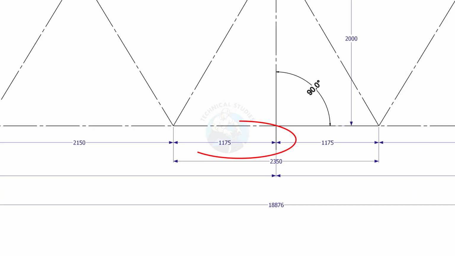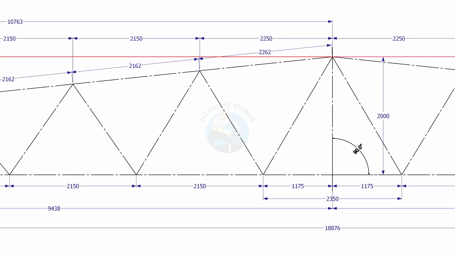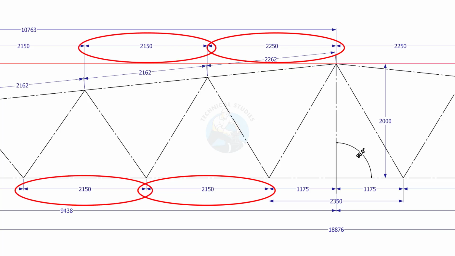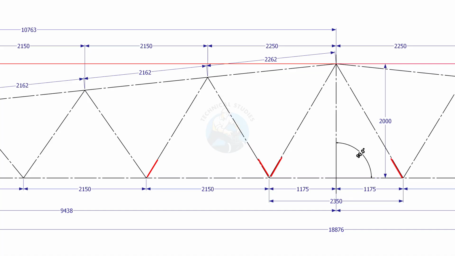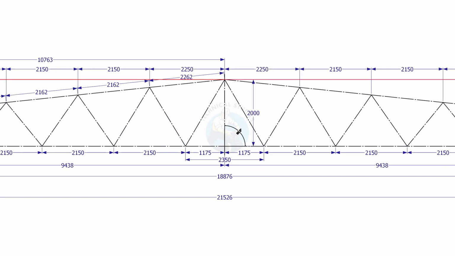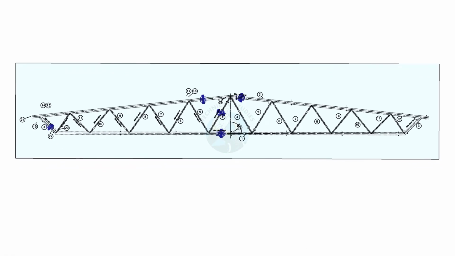Mark 1175 mm on both sides of the center line. Mark the remaining dimensions on top and bottom main lines, as shown. Draw the diagonal lines and complete the layout. This is actually the center of gravity lines.